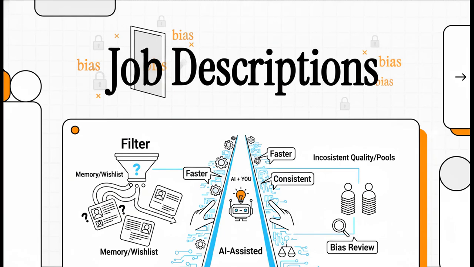Let's talk about job descriptions. They are literally the front door to your entire organization. But here's the thing, they're also one of the easiest places for bias to creep in. You know how it goes. A manager writes one from memory or pulls up an old wish list, and suddenly you've got wildly inconsistent quality in candidate pools that look different for every role.